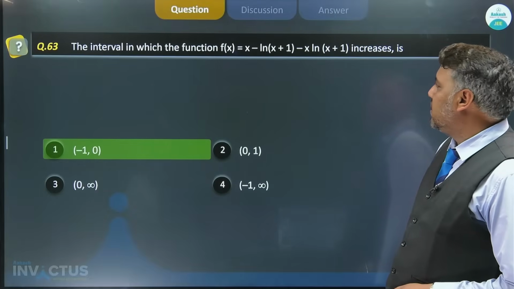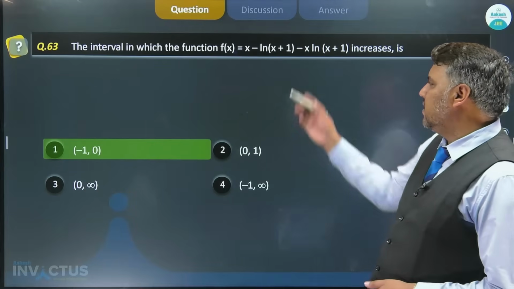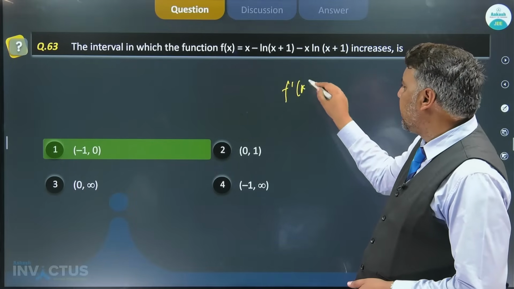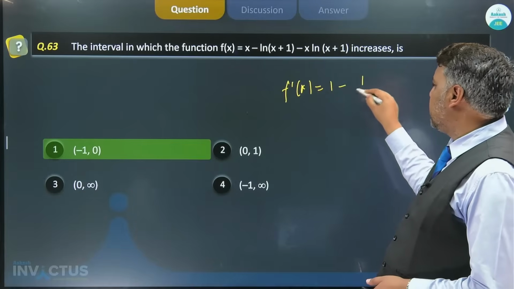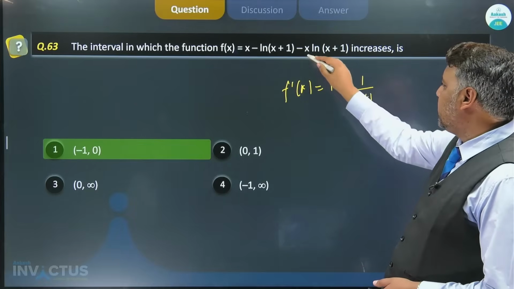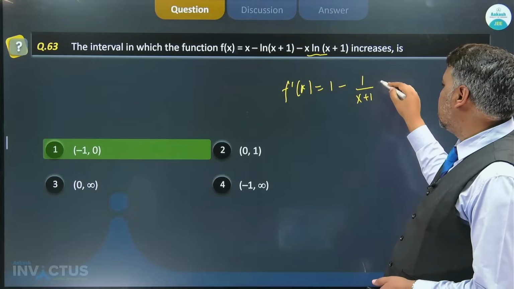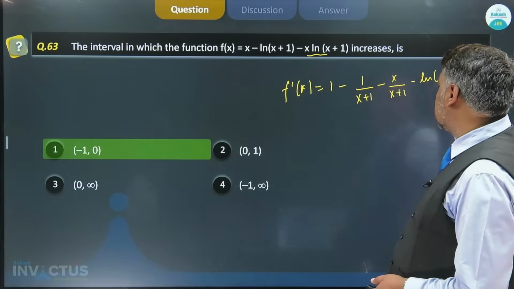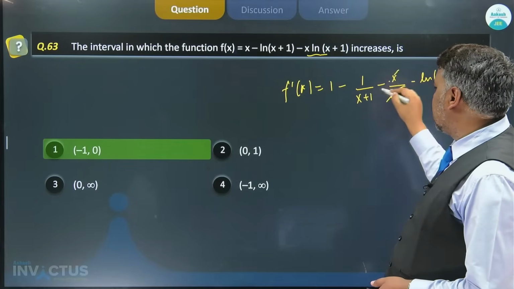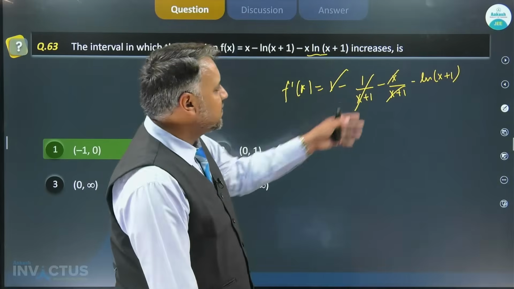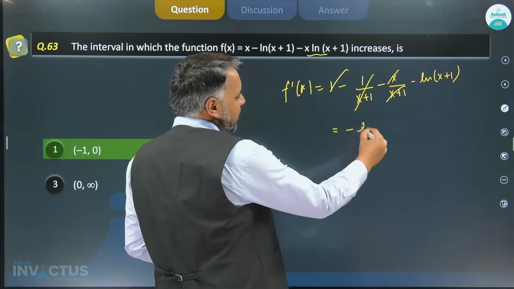Okay, we have to find the interval where this function increases. Again, this is a very simple question, mains level, simple. So 1 minus 1 upon x plus 1, derivative of this function, and here we'll use the product rule, that minus x upon x plus 1 and minus ln of x plus 1. So everything will get cancelled out. This is 1 minus 1. So f dash x is simply minus ln of x plus 1.